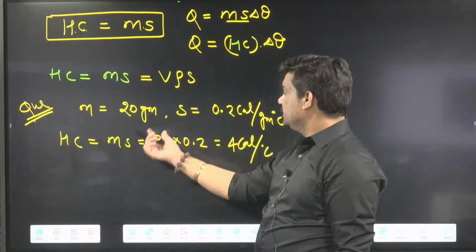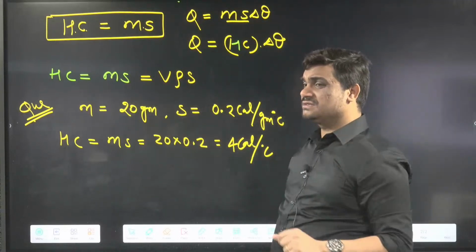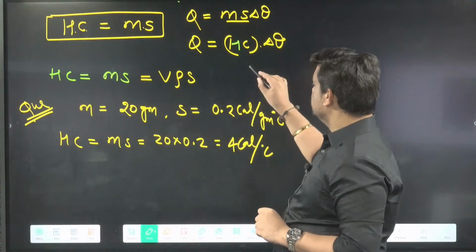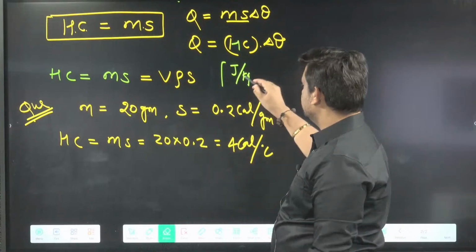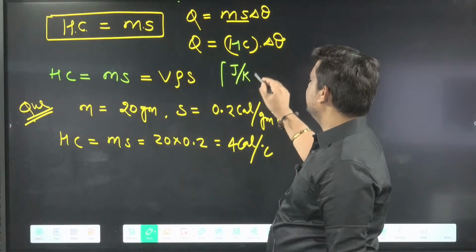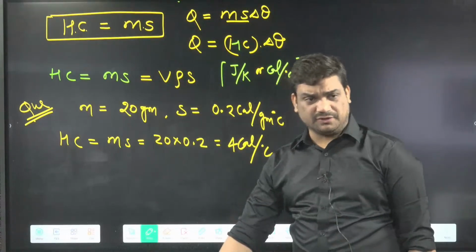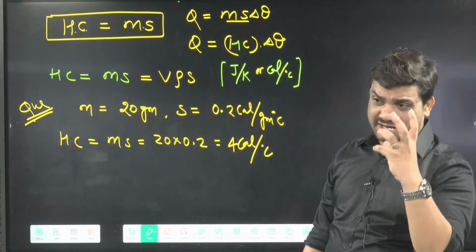If you say, then gram and this gram will be cancelled, so 4 calorie per degree Celsius. Anyone is asking unit also, na? So you can say unit will be here, okay. Unit will be joule per Kelvin, or we can say calorie per degree Celsius. This is the unit for this one, okay. Now they are not asking in the calorie, they are asking in the joules.